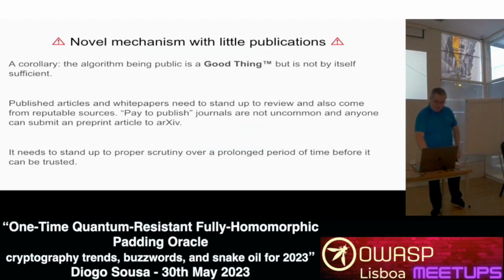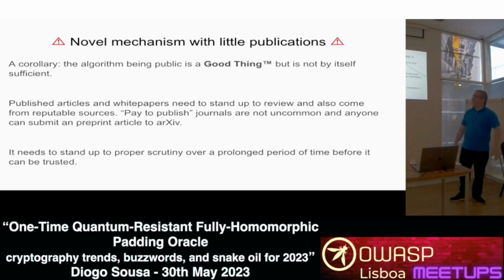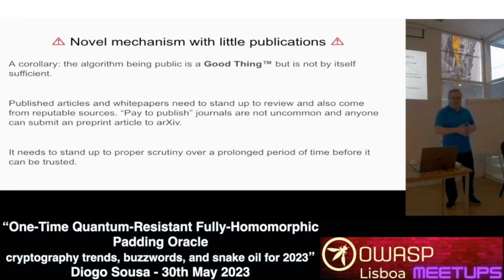Oh, put a reverse card. Oh, okay. In this case, it's the other way around. They actually have an algorithm. They're publishing it. They have a lot of white papers. This is good. Is this good? Well, not really. There's a corollary. The algorithm being public is a good thing, but it's not by itself sufficient. Because published articles and white papers need to stand up to review and also come from reputable sources.